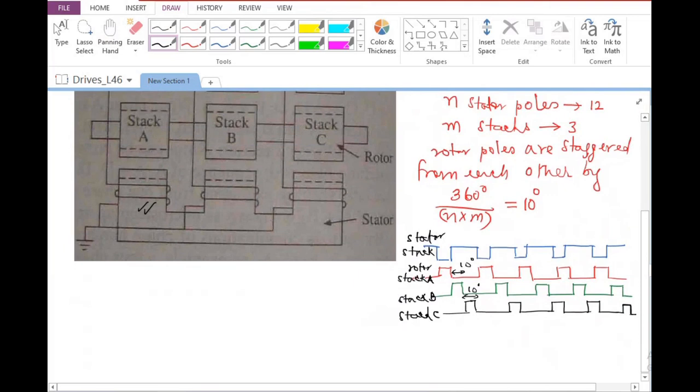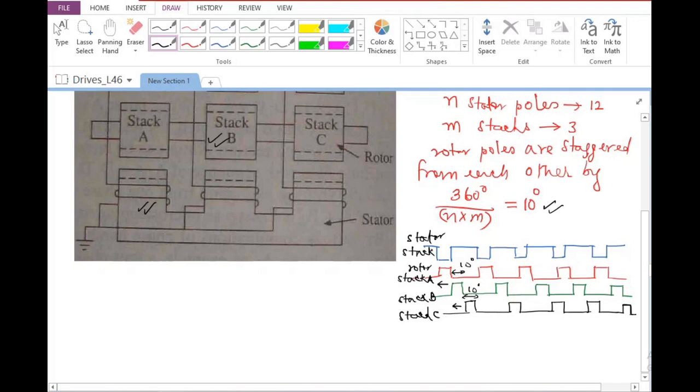After that, I'm going to de-energize stack A, then energize stack B. So this will move in this direction by 10 degrees, so that it aligns itself with stack B, which is energized. Then stack B will be de-energized and stack C will be energized. So this will also move by another 10 degrees. So basically the step angle is the same as the staggering angle between rotor stacks A, B and C respectively.